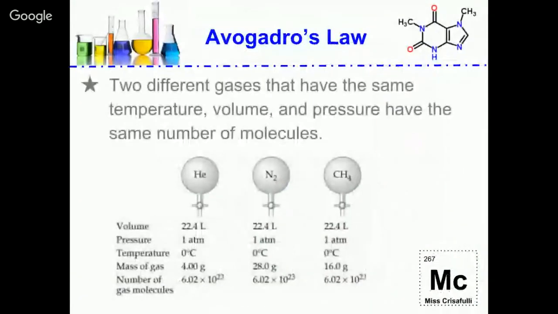We've already talked about Avogadro's law in the last one, so let's talk about it again. If you have two different gases that have the same temperature, volume, and pressure, they're also going to have the same number of molecules. So let's look at this.